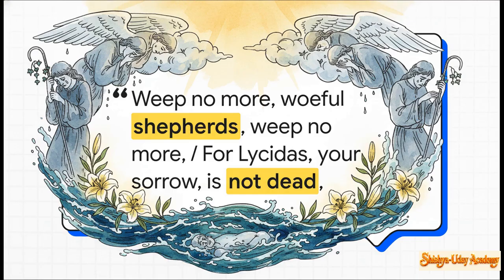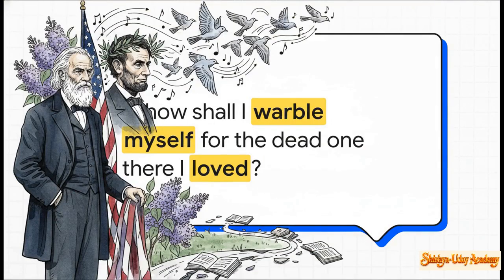Right out of the gate, woeful shepherds, you instantly spot the required shepherd motif. Plus, we perfectly see that necessary thematic shift toward Christian consolation. He acknowledges the tragic drowning, sunk though he be, but deliberately pivots toward hope and eternal life. Now fast forward to Walt Whitman mourning Abraham Lincoln, and this is a brilliant illustration of the modern elegy.